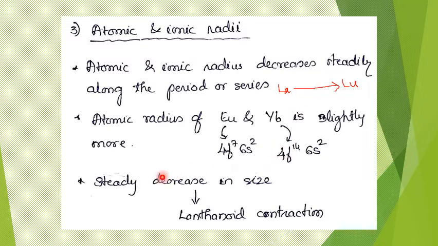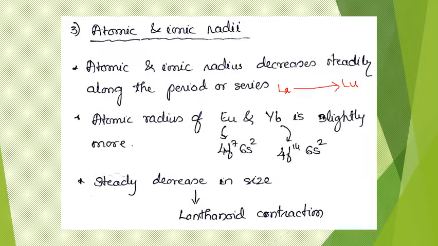And this fact, steady decrease in size, can be called lanthanoid contraction. So lanthanoid contraction means usually this steady decrease in size of lanthanoids when we move from lanthanum to lutetium. This is very, very important in connection with lanthanoids, right? And what is the reason for this lanthanoid contraction, and what are the consequences because of this lanthanoid contraction? How properties of lanthanum to lutetium gradually change.